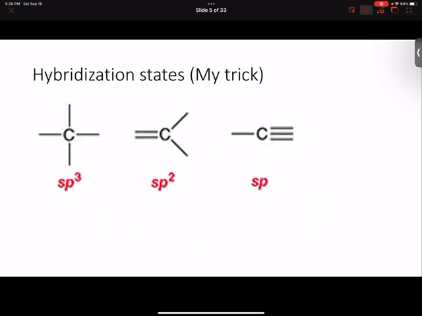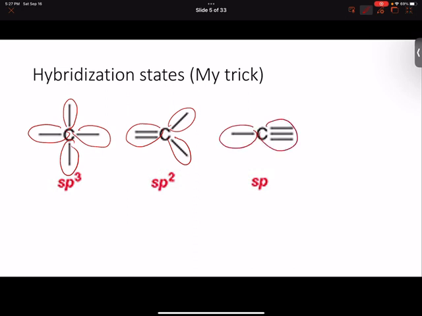So, hybridization. A lot of people have a hard time doing hybridization, so I do it in this way. For sp3, I normally look for when there's 4 orbitals, or when I'm able to do 4 circles. For sp2, I normally look at it when I can do only 3 circles. And for sp, I normally look at it when I can do only 2 circles.